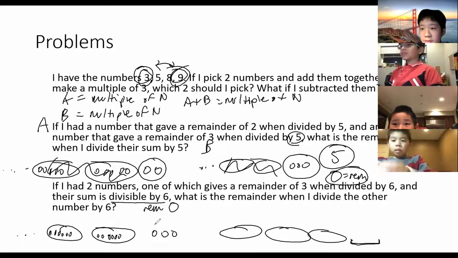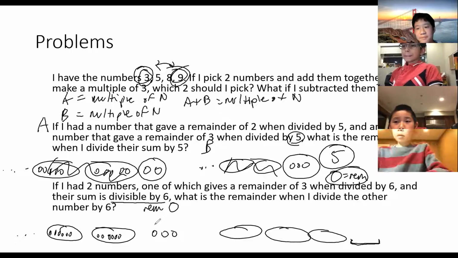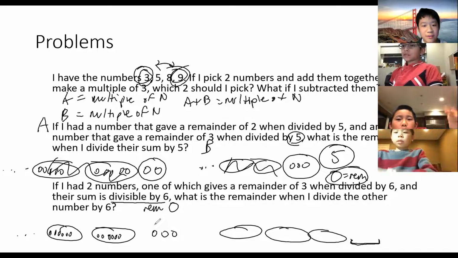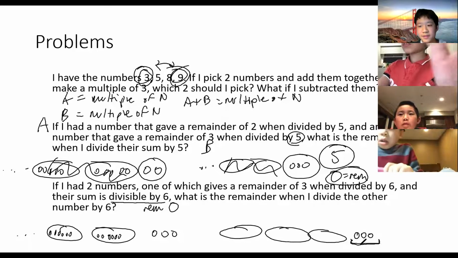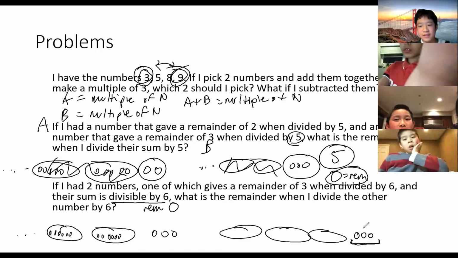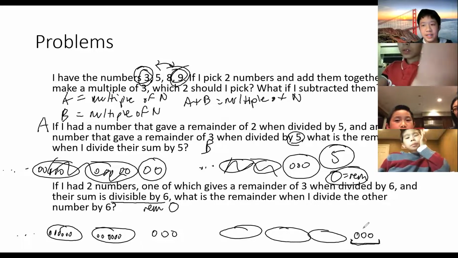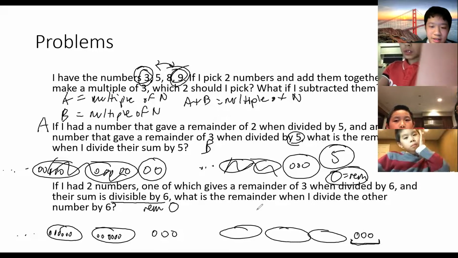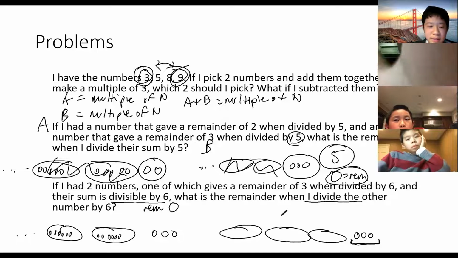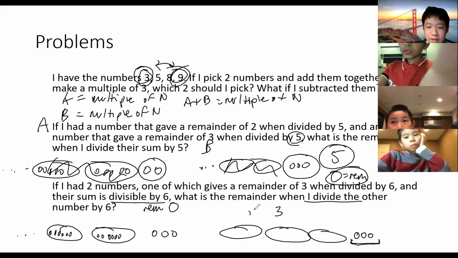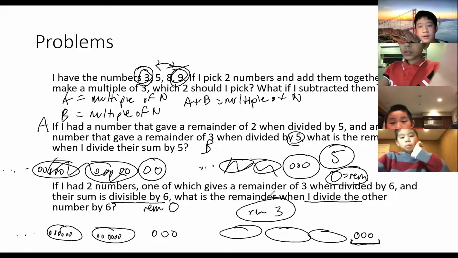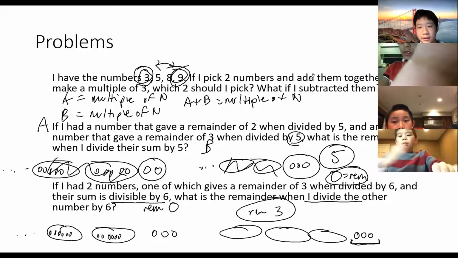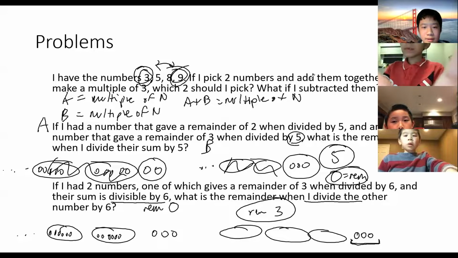If I add these two numbers together, I'm going to have no outliers left. That means I made a group of 6 when I add these together. So that means I have to have 3 here to make a group of 6, because 3 plus 3 is 6. If I add these together, I have a complete group and I have no remainders. So if I divide the other number by 6, the remainder is 3. All right? Are there any questions about how I did that? No? No?